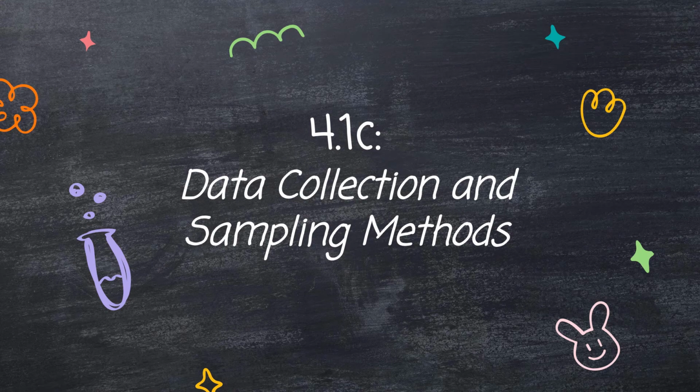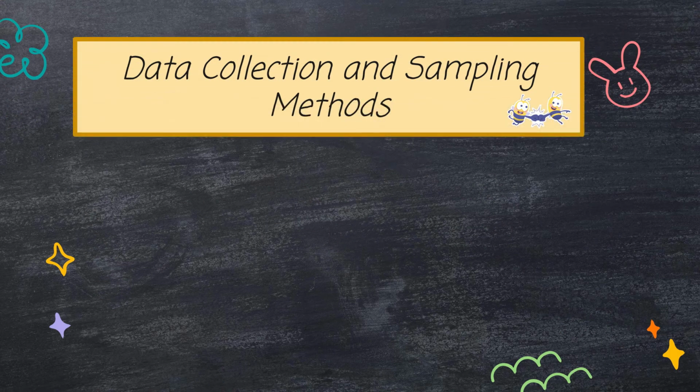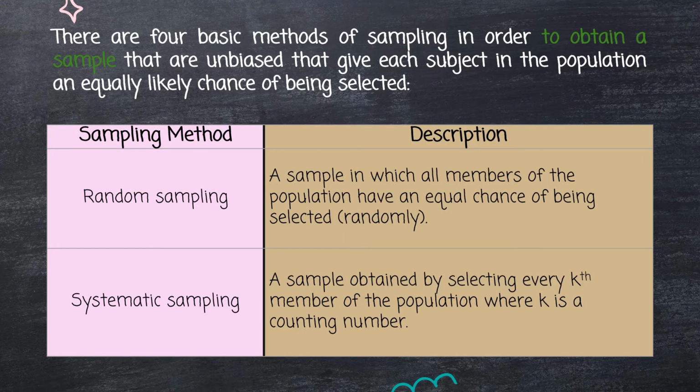4.1c Data collection and sampling methods. What are data collection and sampling methods? Data can be collected in a variety of ways. The most common methods are through surveys and observation. Examples: telephone survey, questionnaire, and personal interviews. There are 4 basic methods of sampling in order to obtain a sample that is unbiased, that gives each subject in the population an equally likely chance of being selected.